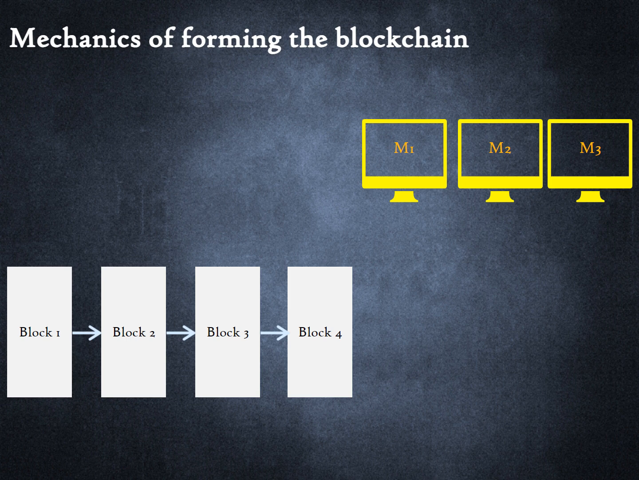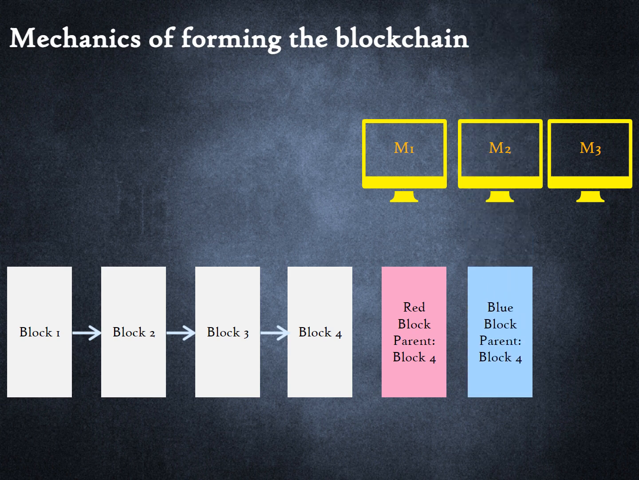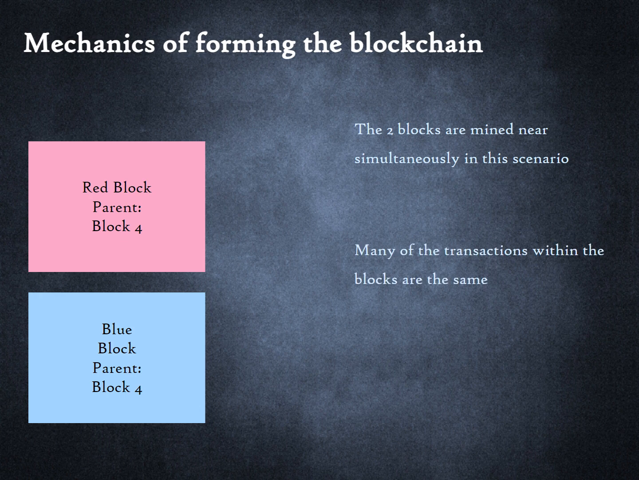At this point both M1 and M2 are successful in forming blocks within a few seconds of each other. We will call the block mined by M1, the red block. We learnt in the previous lesson that the block header of each new block must have a reference to the previous block. Hence, the block mined by M1 references block 4. We will call the block mined by M2, the blue block. The block mined by M2 references block 4 also. We now have 2 blocks mined near simultaneously, the red block and the blue block. Many of the transactions within the 2 blocks are the same. Both blocks reference the same parent block, which is block 4.